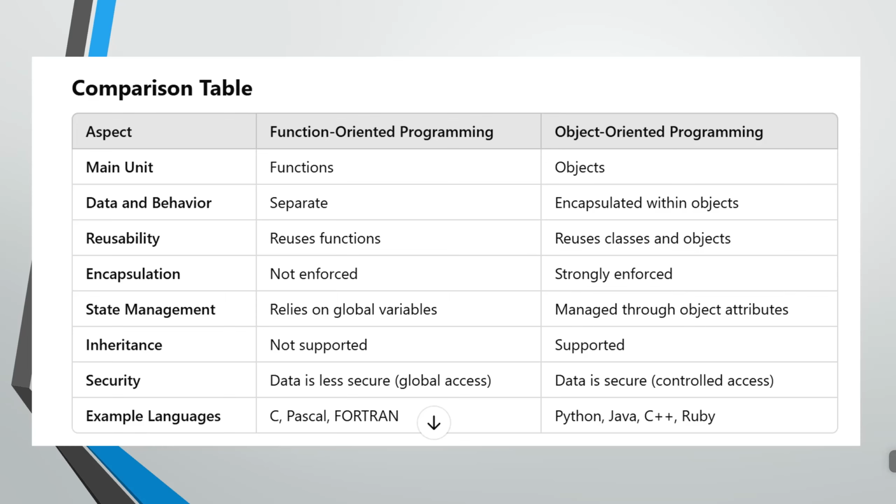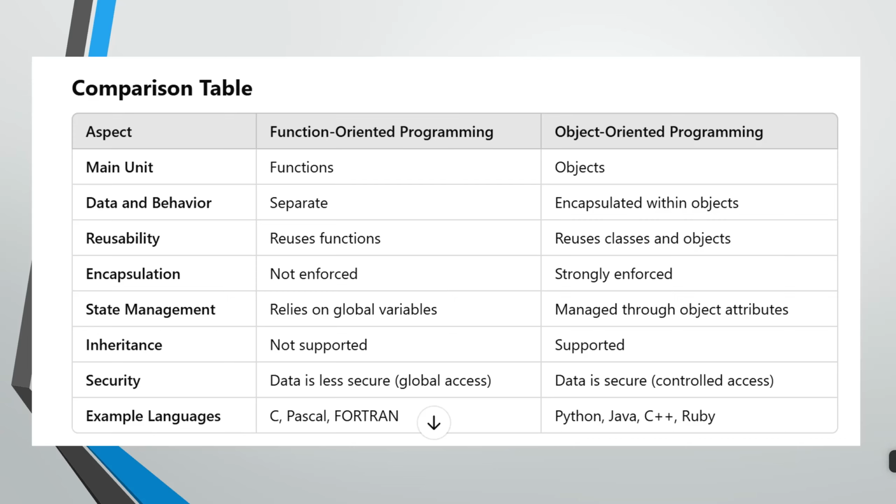Coming to data and behavior, in function oriented programming, data is separate, function is separate. There is no concept of encapsulation. But when it comes to object oriented programming, data is encapsulated within objects. So this is another very important difference.